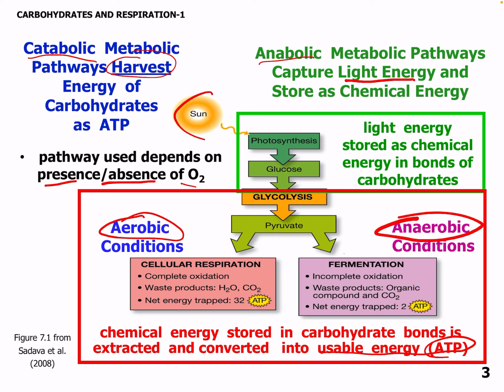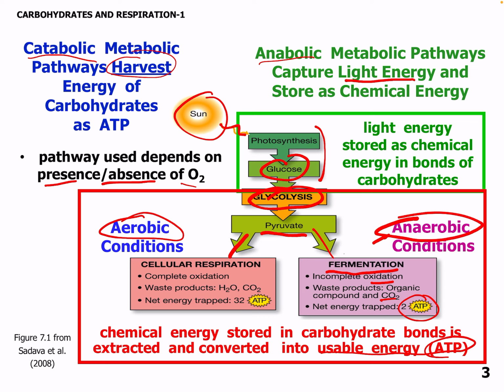So in most cases, the sun, through photosynthesis, our plants use photosynthesis to create glucose. Then animals either eat these plants, and then we eat those animals, or we eat these plants to get our glucose. Then glucose will go through glycolysis. This creates pyruvate, and this can enter two pathways, aerobic or anaerobic. So in anaerobic conditions, we have fermentation, where we have incomplete oxidation, and our waste products are organic compounds and CO2, and our net energy is 2 ATP.